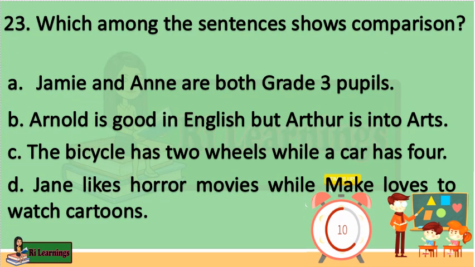23. Which among the sentences shows comparison? A. Jamie and Anne are both grade 3 pupils. B. Arnold is good in English but Arthur is into arts. C. The bicycle has 2 wheels while a car has 4. D. Jane likes horror movies while Make loves to watch cartoons.